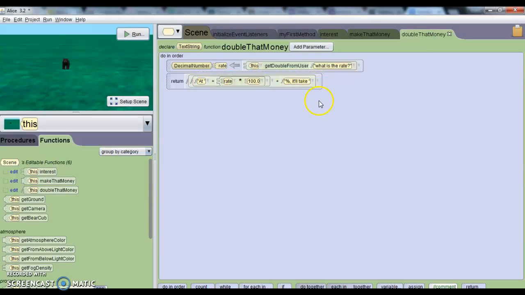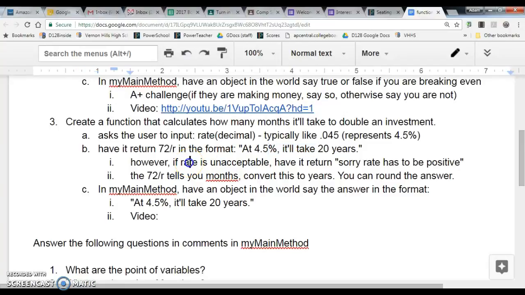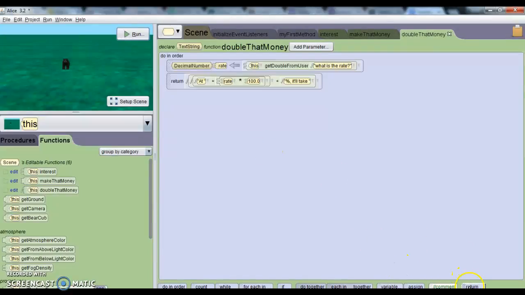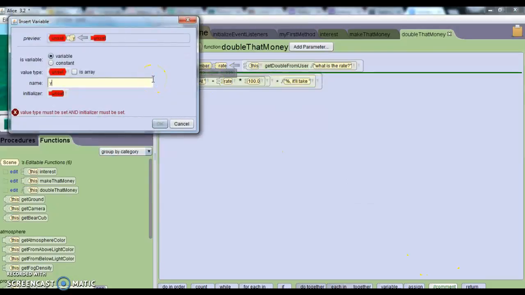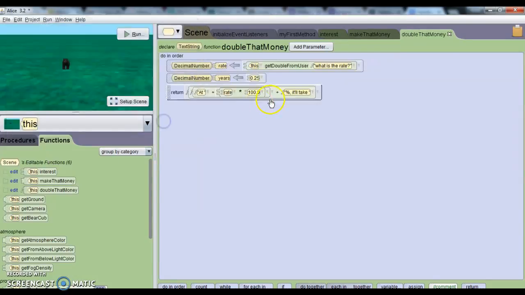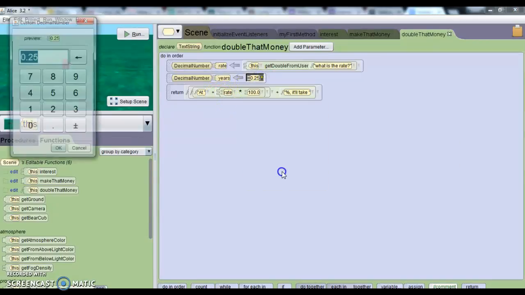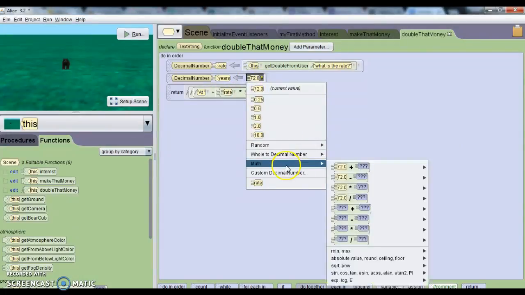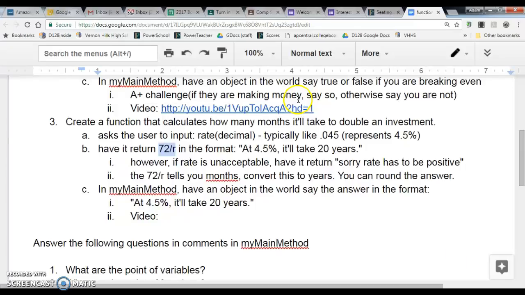it'll take, now we have to calculate the years. Okay? To calculate the years, we need to calculate 72 divided by R. So we can have, probably the easiest way of doing it is making a variable for years. Okay? So years is 72 divided by the rate. Okay? And that tells you actually the months.